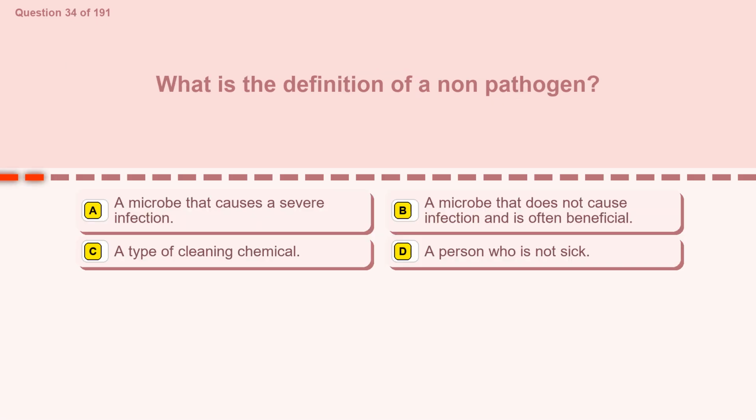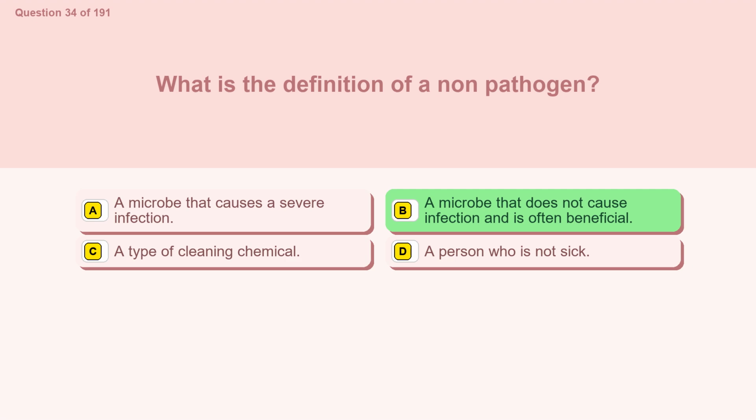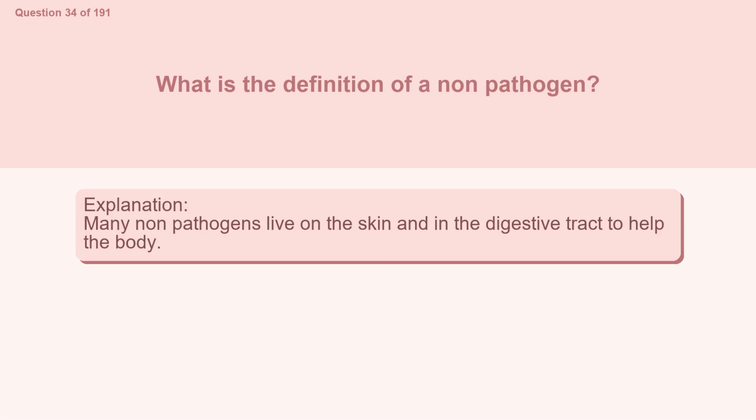Question 34. What is the definition of a non-pathogen? Option A. A microbe that causes a severe infection. Option B. A microbe that does not cause infection and is often beneficial. Option C. A type of cleaning chemical. Option D. A person who is not sick. The correct answer is option B. A microbe that does not cause infection and is often beneficial. Many non-pathogens live on the skin and in the digestive tract to help the body.